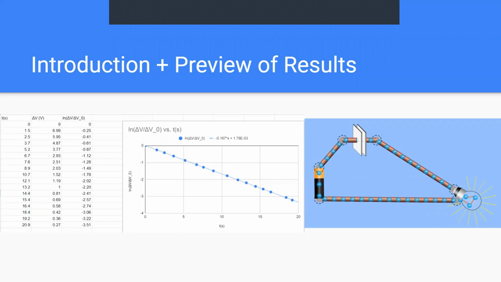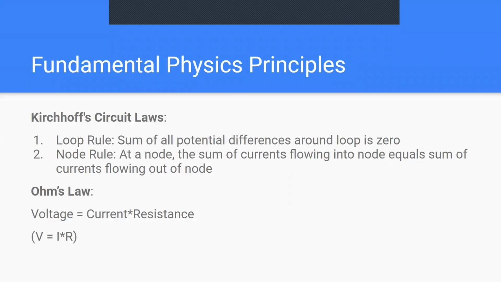Here is a brief preview of the results of the lab. The fundamental physics principles used in this lab involve Kirchhoff's circuit laws and Ohm's law to understand how elements, for example, resistors and capacitors in circuits, behave in different orientations, such as series, parallel, and resistor-capacitor circuits, also known as RC circuits. Ultimately, a combination of these laws allows for calculation of time dependence in RC circuits.